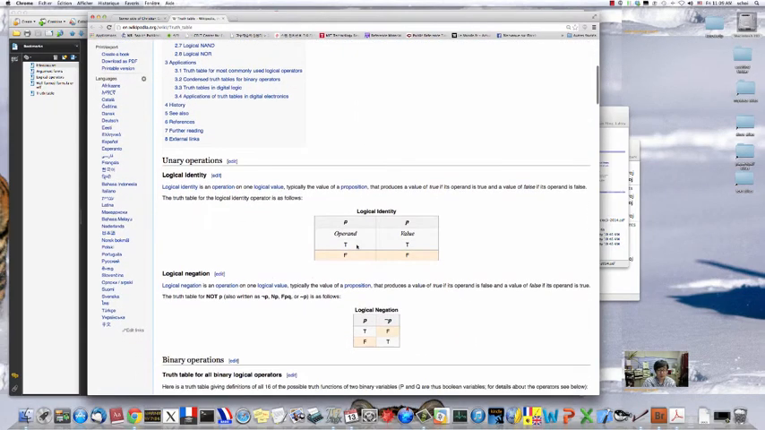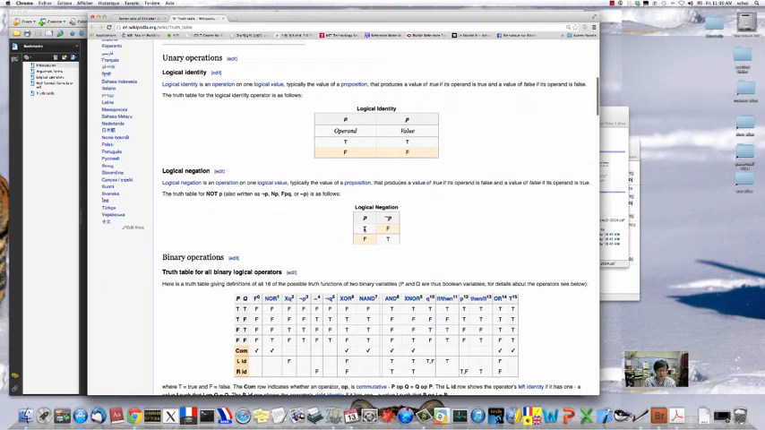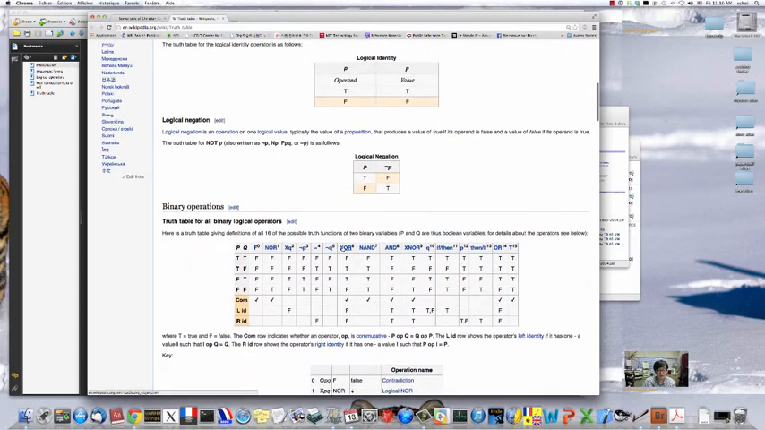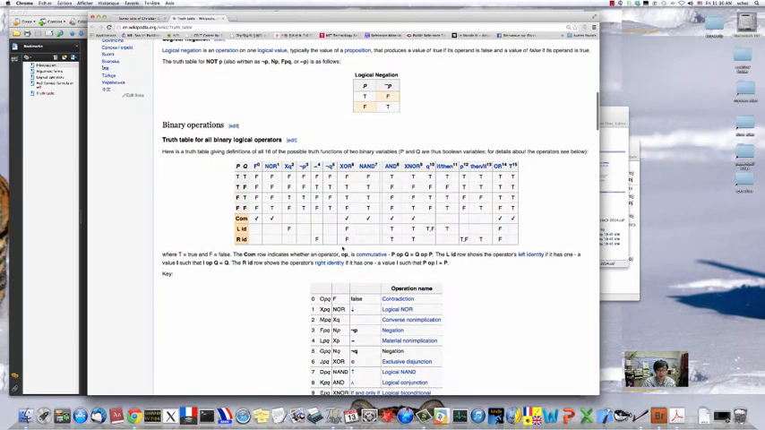So logical identity is just P has the same value. Negation means that if it's true, then the negation has a false value. If you have a false value, then it will be true here. And so on.